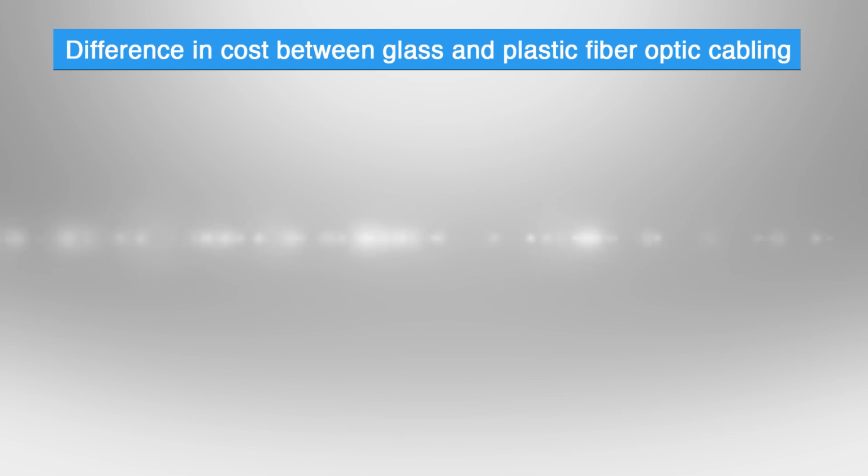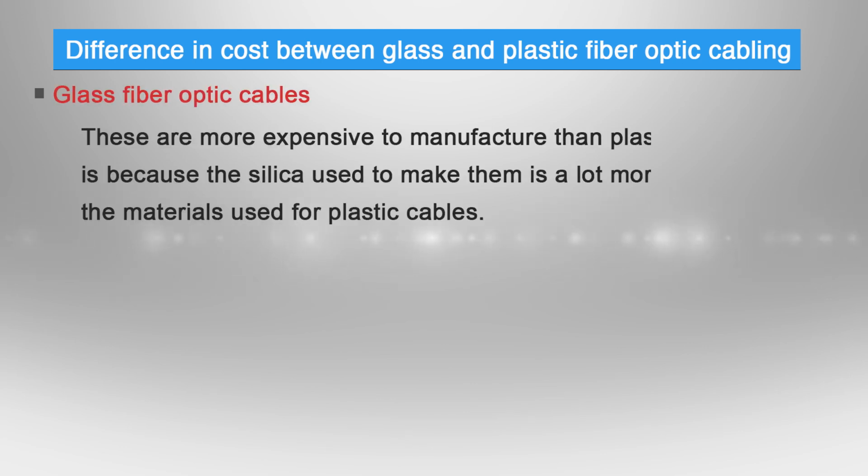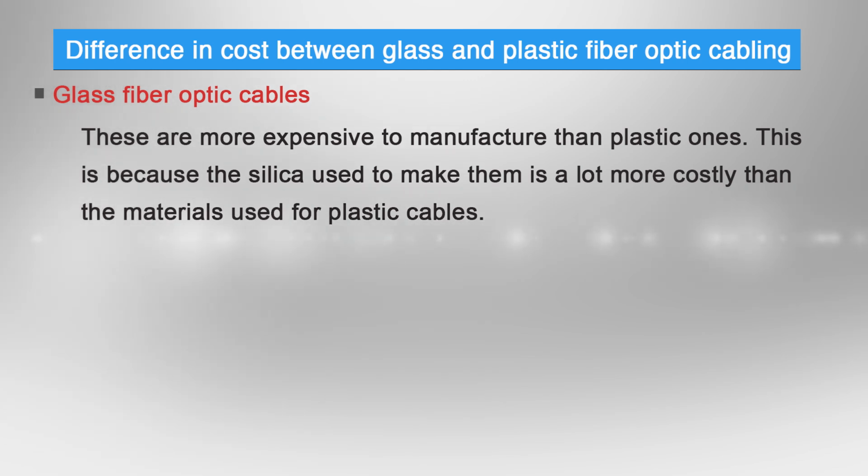Difference in cost between the glass and plastic fiber optic cabling. Glass fiber optic cables are more expensive to manufacture than plastic ones. This is because the silica used to make them is a lot more costly than the material used for plastic cables. However, glass cables are often seen as a longer term investment due to their durability and data carrying capability.